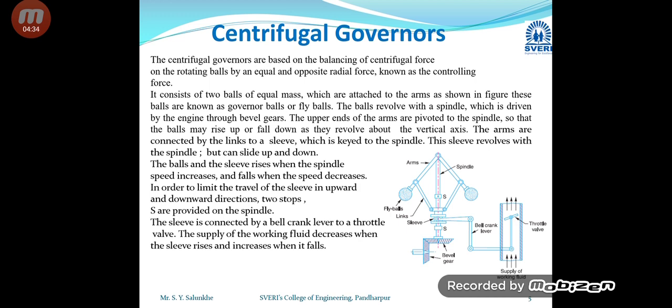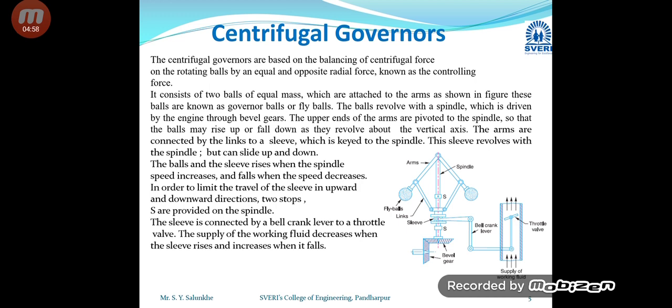And as you know, the centrifugal force, that is m r omega square, will act on those fly balls. Hence that centrifugal force will act in the outward direction, whereas in the inward direction, the sleeve which has been connected to those arms will apply its weight.